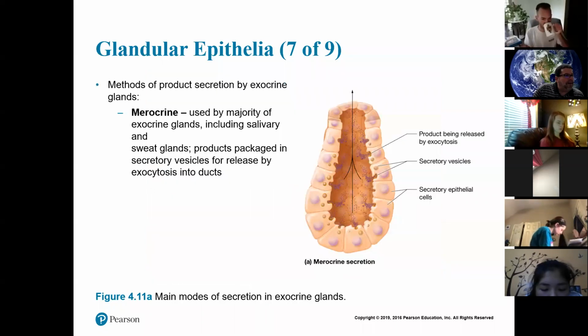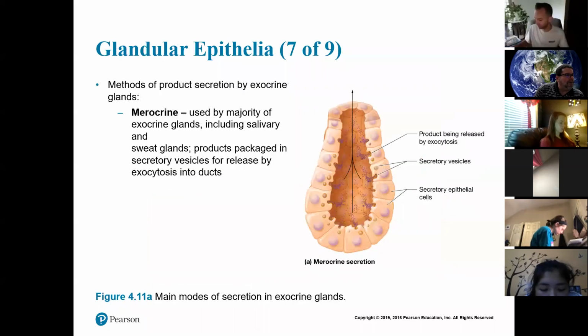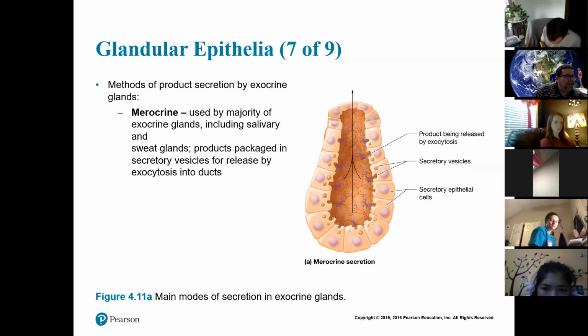Okay, a better way to look at them is the mechanism of how they secrete their product, okay? And here are 3 ways they can do that. Check this out. A merocrine gland, used by the majority of exocrine glands, including salivary glands, makes a product, puts it in a secretory vesicle, and squirts it out by exocytosis. So this is the most obvious one, right? A product is made inside the epithelium cells. These look like simple cuboidals or something. They make the saliva, squirt it through a duct opening into your mouth.